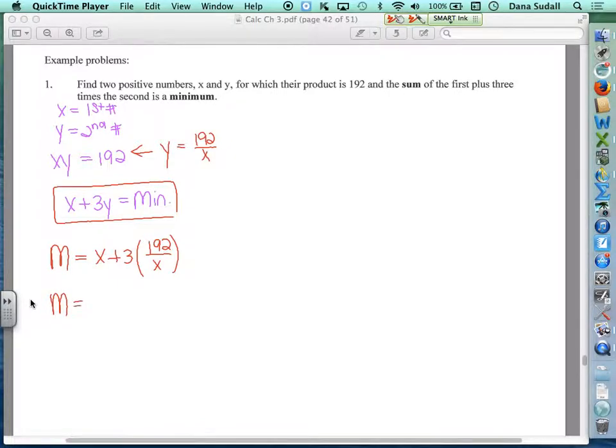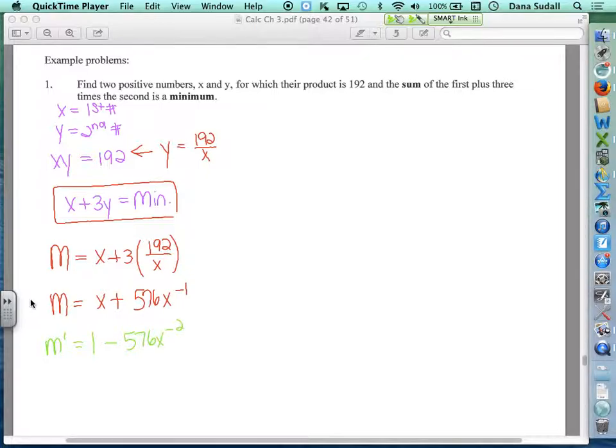I could take the derivative the way it is now, or if I want, I can simplify this thing here. That 3 times that 192 is going to give you 576. And also if I bring that x up to the numerator, make it x to the negative 1, now I could just use my power rule for derivatives instead of having to use product rule there. So here's my derivative. Derivative of m would be m prime. Derivative of x is 1. Derivative of 576 x to the negative 1 would be negative 576 x to the negative 2.